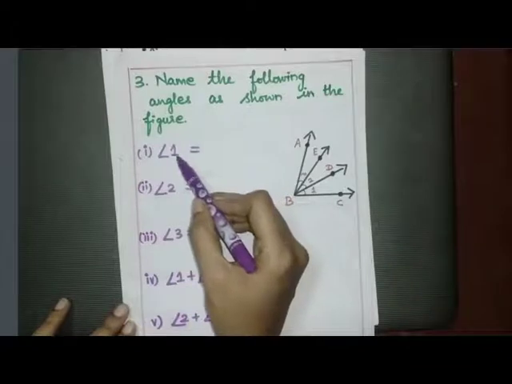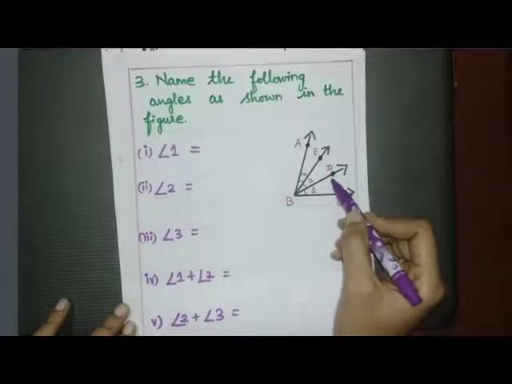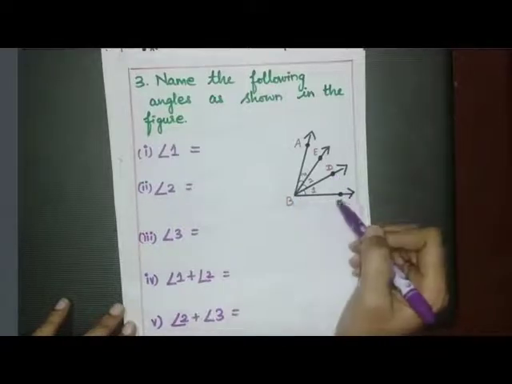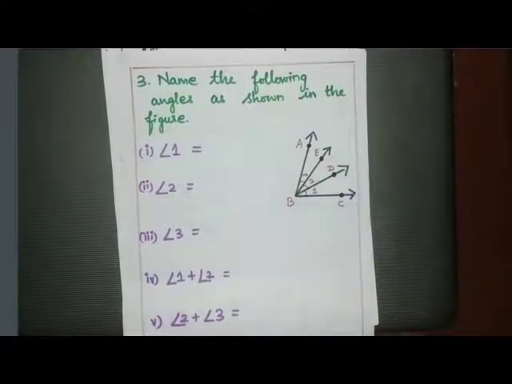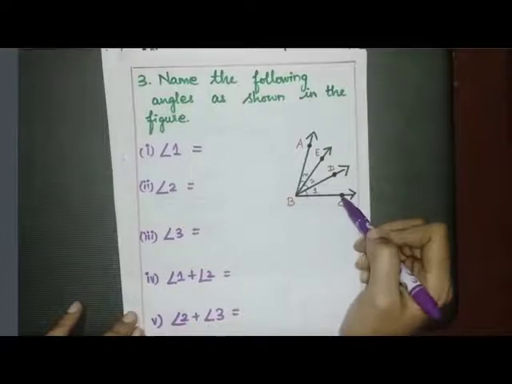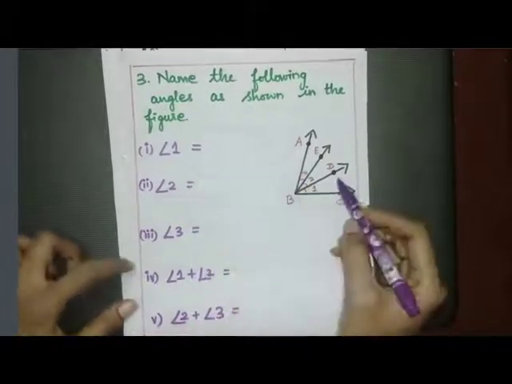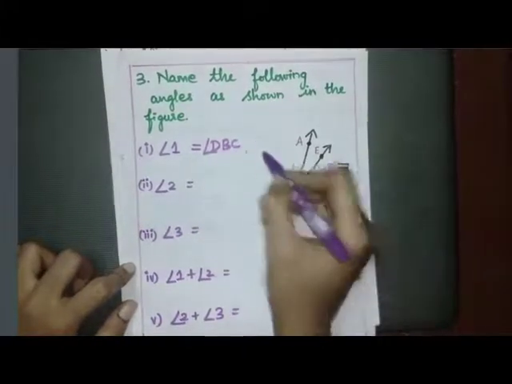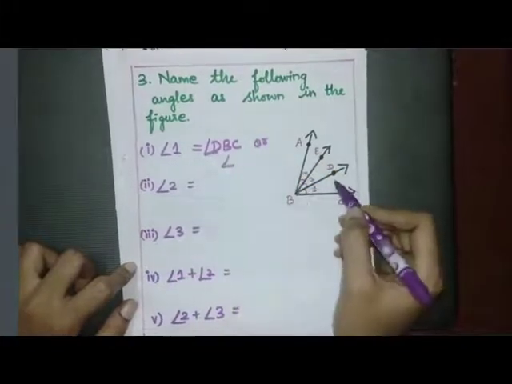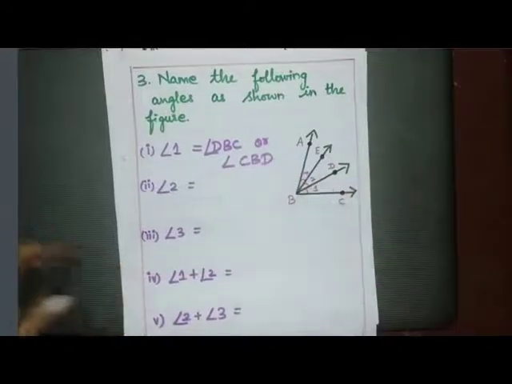So where is angle 1? Angle 1 is marked here. Shall I write the name? DBC or CBD. You can write either way because an angle has two rays. Either you can write this one first and then this one. So first I am writing DBC, angle DBC or angle CBD. Is it clear? Tell me the answer for the next one.